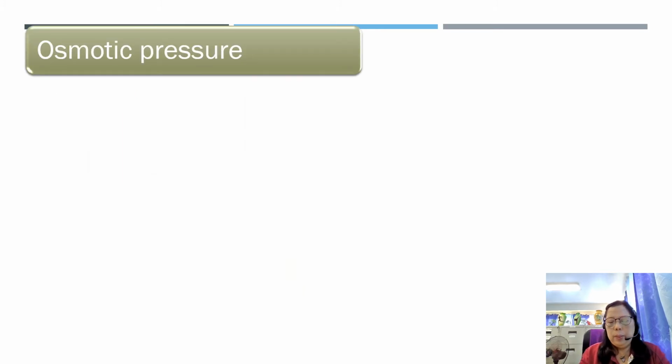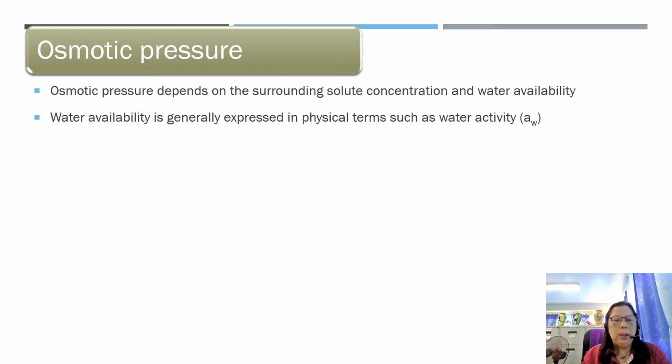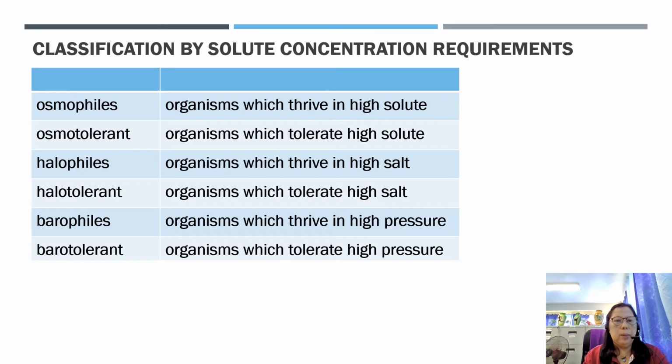Osmotic pressure is the salinity or presence of solute within the water solution. So these are the classifications based on salinity. The osmophiles live at high solute concentration. The osmotolerant, the solute is also high. And then the halophiles in high salt. The halotolerant could tolerate high salt. Barophiles and the barotolerant are for high pressure.